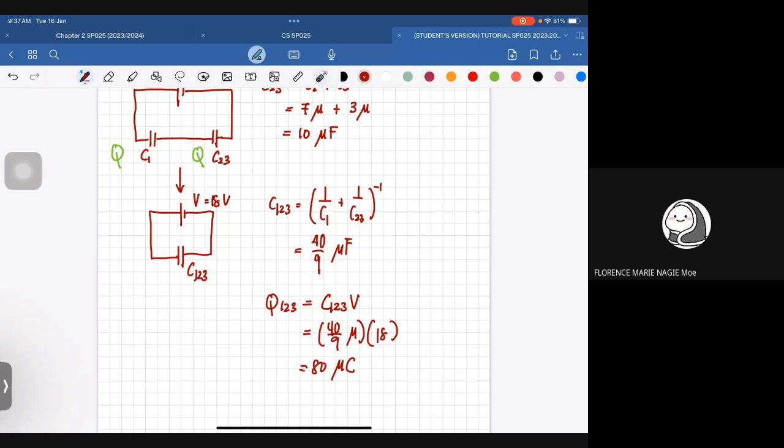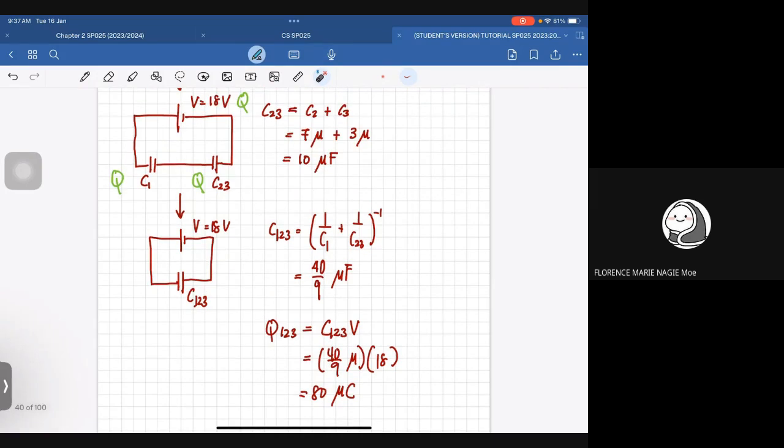Okay, so the total charge di sini ni dia akan apply untuk di sini juga lah. Kenapa? Sebab untuk series circuit charge dia equal. So sekarang ni, since for series circuit the charge is equal, Q123 will be equal to Q1, which is also equal to Q23. So charge di sini tadi ni Q123 ni dia akan equal dengan Q1, equal dengan Q23 dengan Q di atas tu lah.